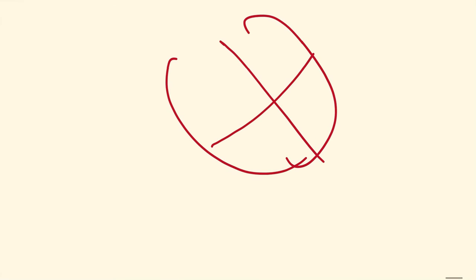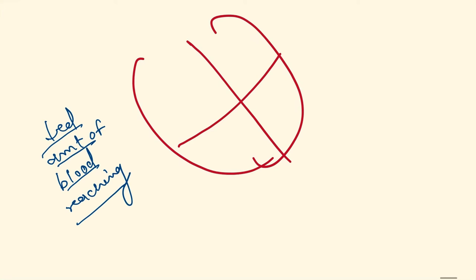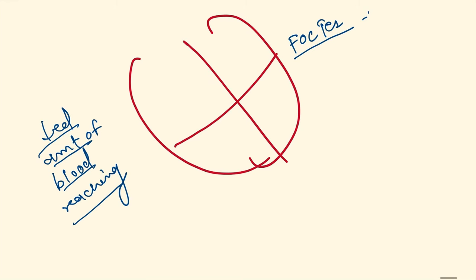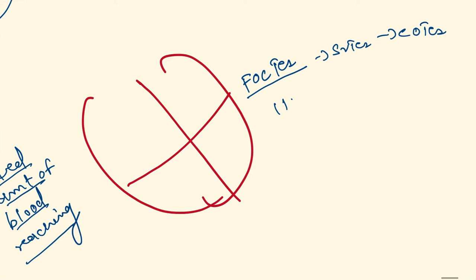So this is our heart. First thing we can do is decrease the amount of blood reaching the heart. Second thing we can do is increase the force of contraction. By increasing the force of contraction, there will be an increase in stroke volume, and as a result increased cardiac output and increased blood reaching the tissues. Or we can decrease the heart rate. By decreasing the heart rate, we are decreasing the workload of the heart.